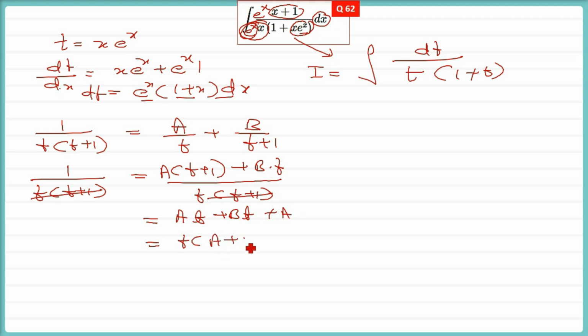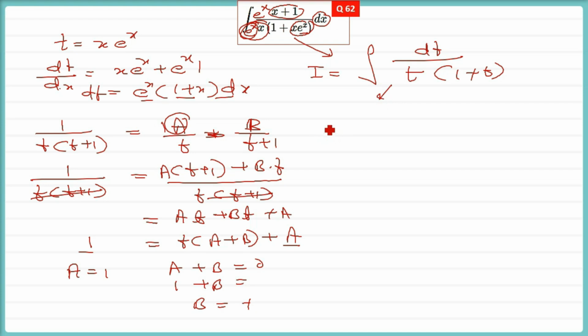So when you take t common, a plus b will remain, and a, because the only constant on the left is 1, becomes 1, and a plus b will be equal to 0. That will give you b equals negative 1. If you put a equals 1, it will come as negative 1. Now put it here: in place of a, 1, in place of b, negative 1.